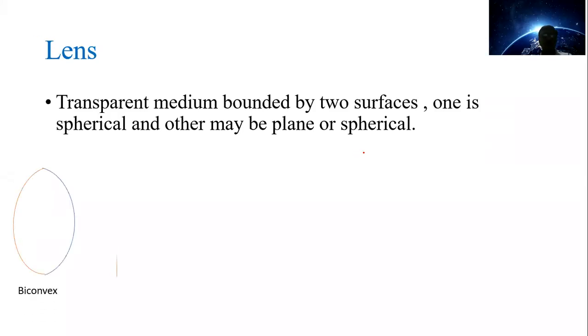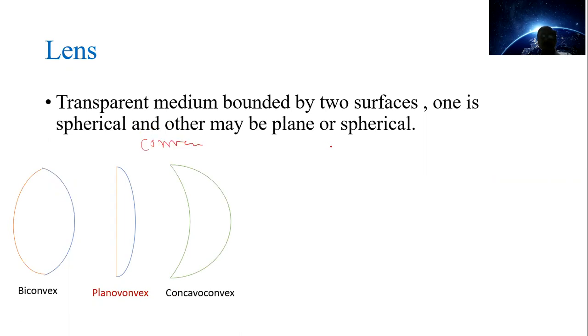That we have seen here: biconvex lens, plano-convex lens, concavo-convex lens. These are for the convex types of lenses. And for concave type of lenses, we have biconcave lens. Both the surfaces are concave.